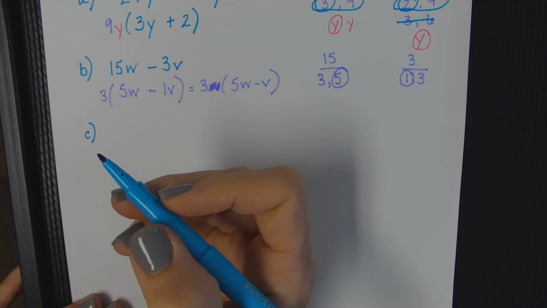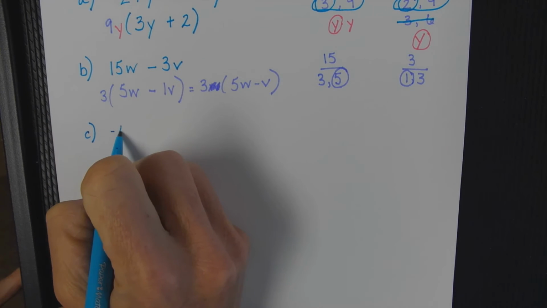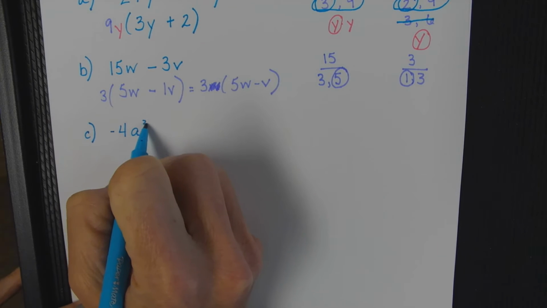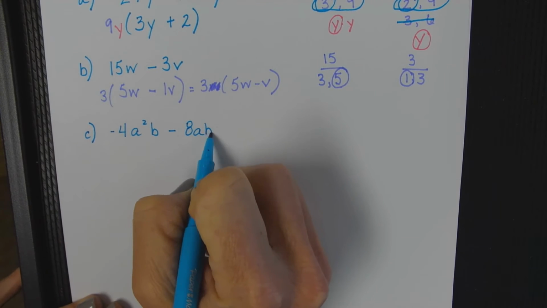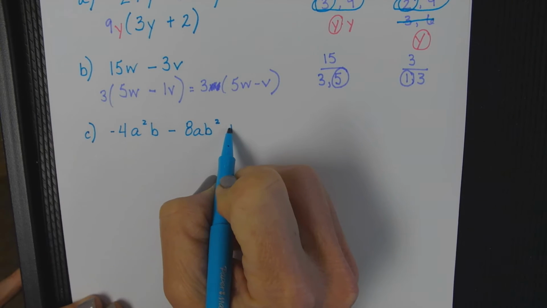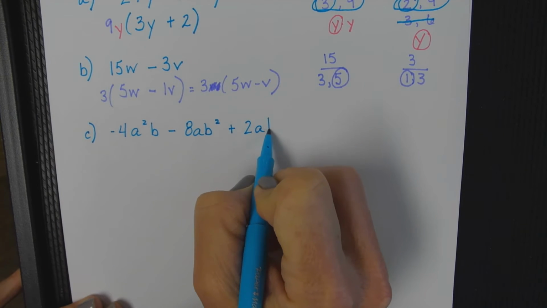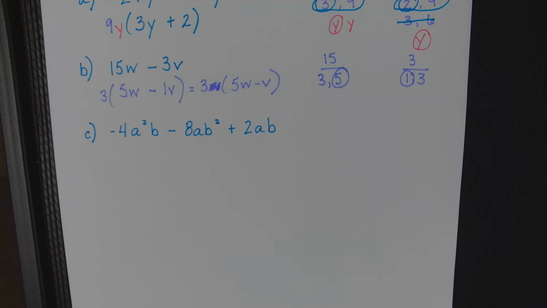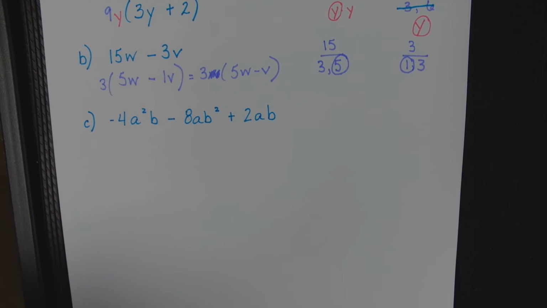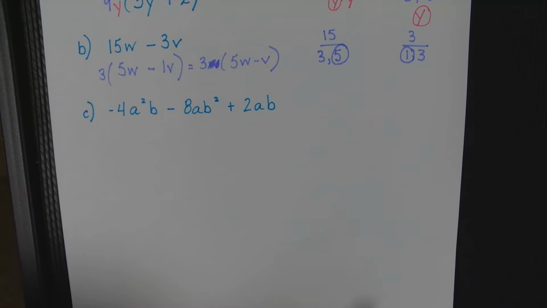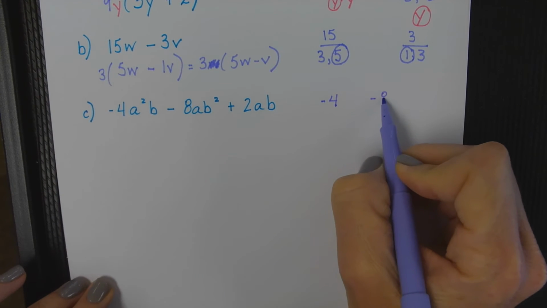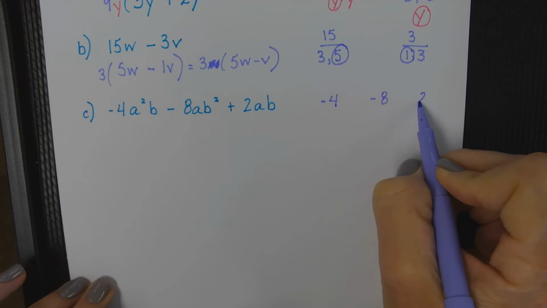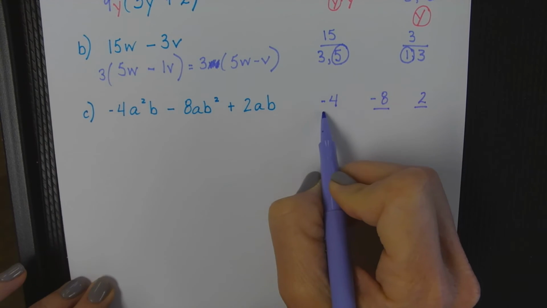C. Negative, your favorite, 4A squared B minus 8AB squared plus 2AB. One thing at a time. Let's do our numbers. Is that better? We have -4, -8, and what's our third one? +2.